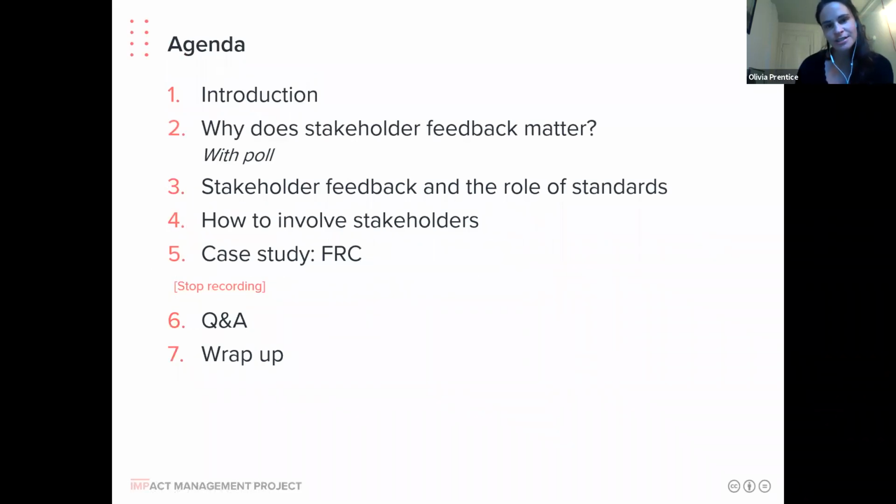So in brief, this session is going to give an overview around what stakeholder feedback means, why it matters, and why it's become such an emerging topic amongst standard setters in the impact and ESG measurement and management space. Then we're going to hear a few examples from my colleague Jeremy on how to do this in practice. And of course, we'll reserve a good amount of time at the end for questions from you all. So please start thinking as we go and do paste your questions into the chat box at any moment.